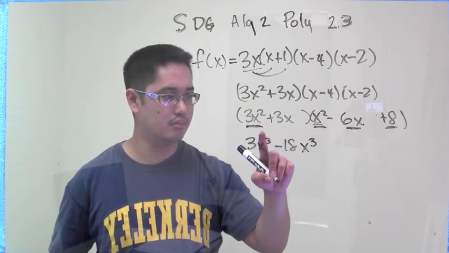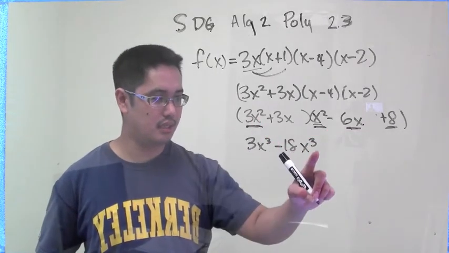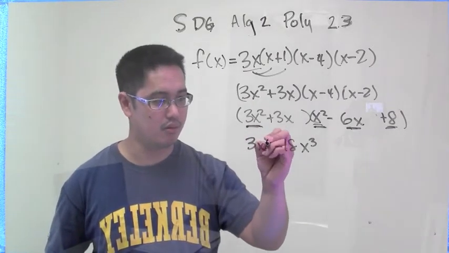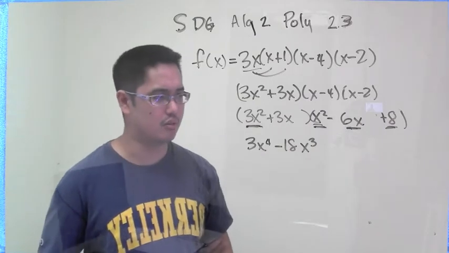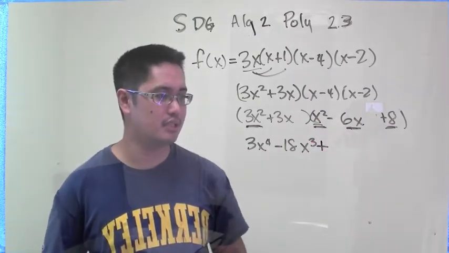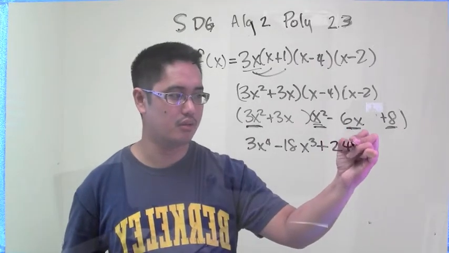Nope. Yes, it is x cubed. I messed up the first one. The 3x squared times x squared, that's x to the 4th power. I apologize. I'm sorry. I'm screwing this one up a little bit. Alright, and I've got a plus 8. 8 times 3 is 8, 16, 24, so that's 24x squared.